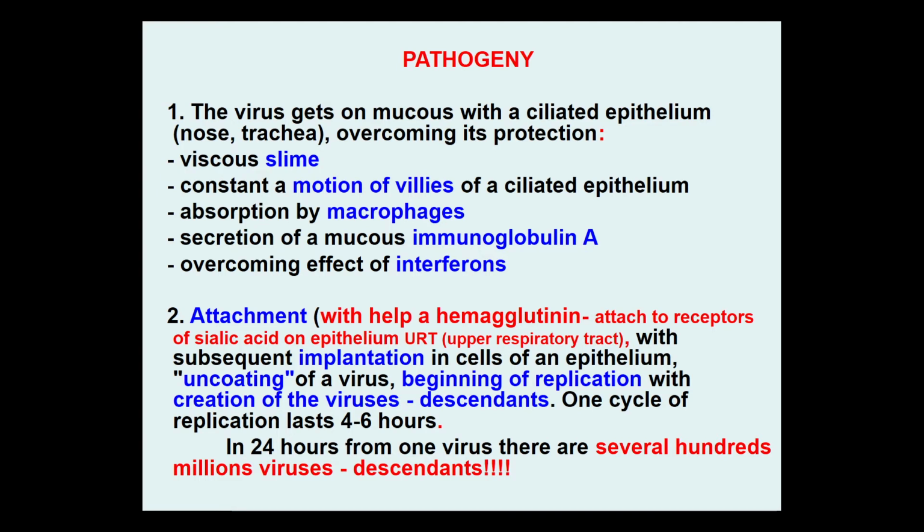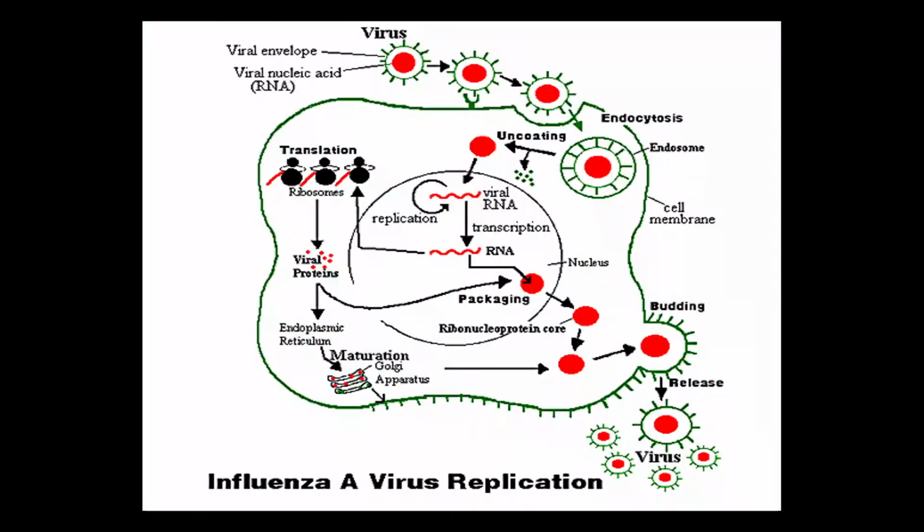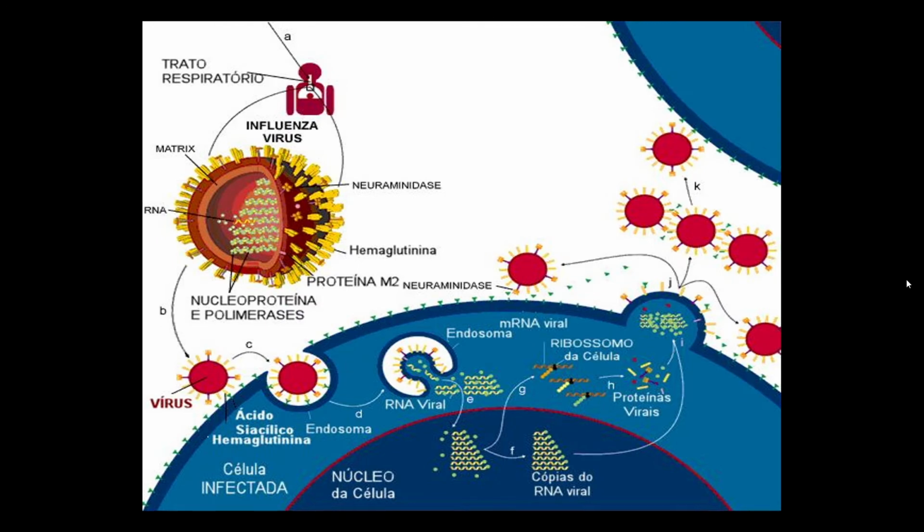One cycle of replication lasts 4 to 6 hours. In 24 hours, from one virus there are several hundreds, even millions of virus descendants. Again, the virus goes into the cell, uncoats, multiplies, and then releases more viruses. Another picture: again it goes into the cell and multiplies, with many more viruses getting out of it, and mostly it's the trachea and nose.